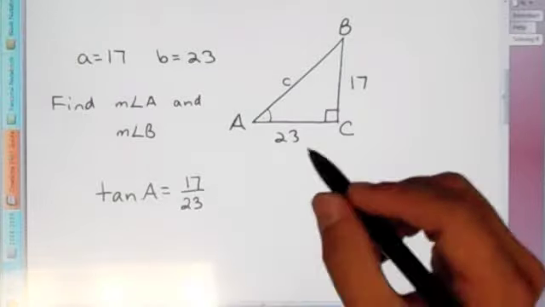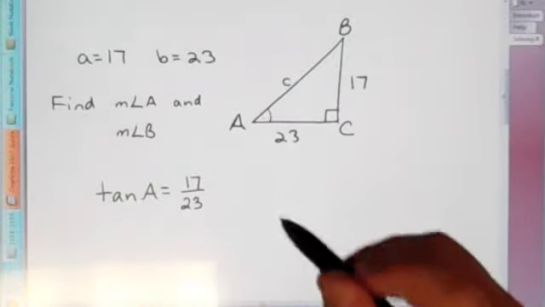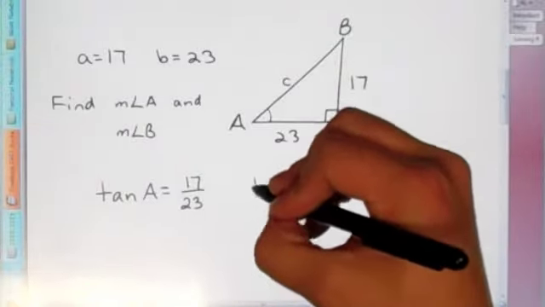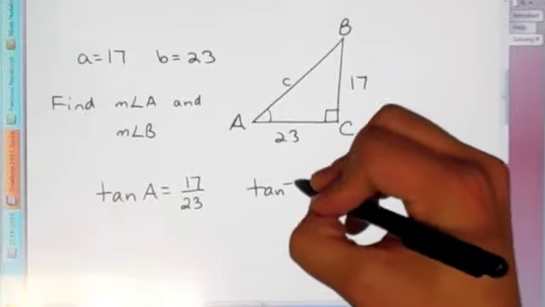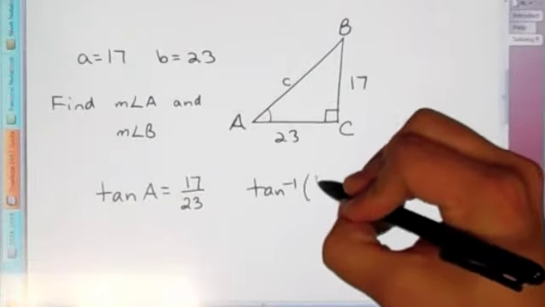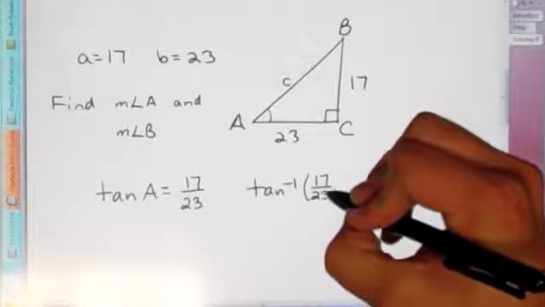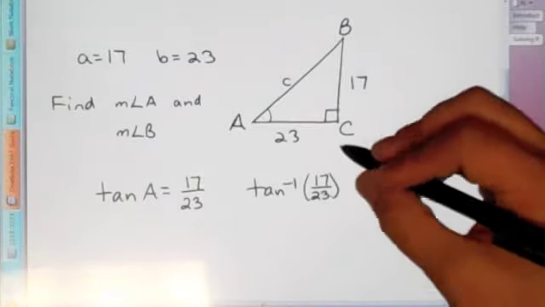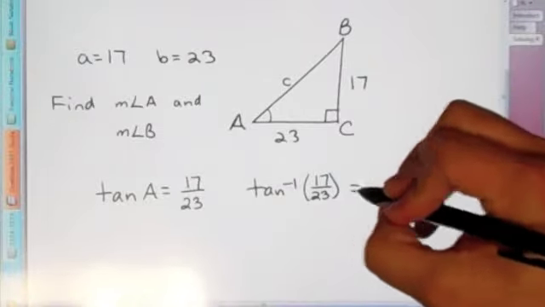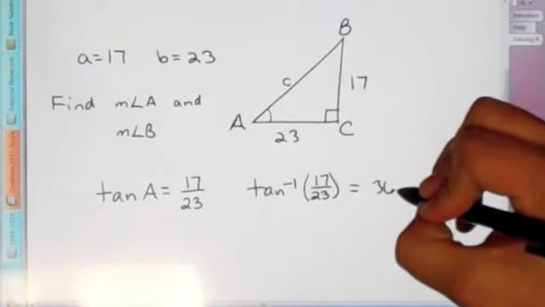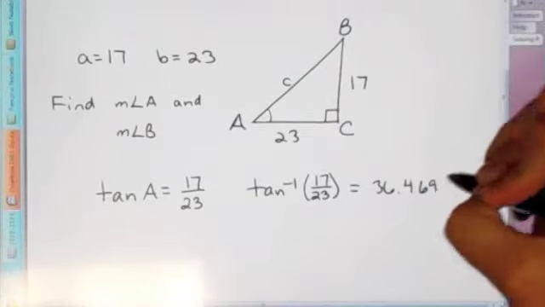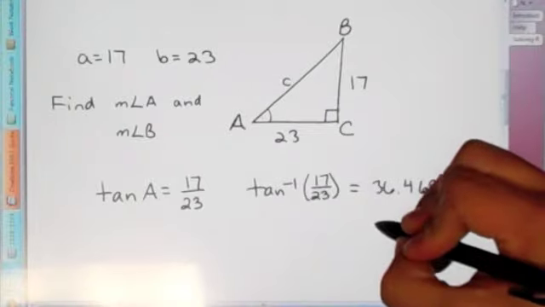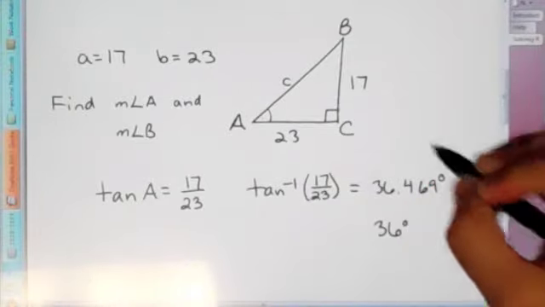But now we need to figure out what A is. So whenever you're solving for an angle measure, we're going to use this button here on your calculator. It's called the inverse tangent. And we're going to take the inverse tangent of 17 over 23. So if you were to work this out on your calculator, you'll get 36.469. But when we're dealing with angles, at least for me, I like to round it to the nearest degree. So we're going to say this is 36 degrees here.